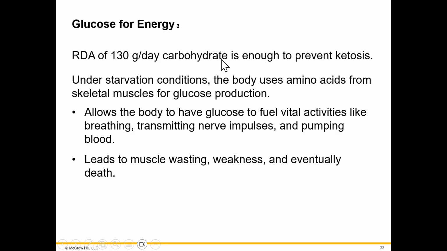Yep, that's true. Under starvation conditions, the body uses amino acids and skeletal muscle to form glucose. That is under starvation conditions, so that's when the body is lacking in overall energy, not just one certain macronutrient.